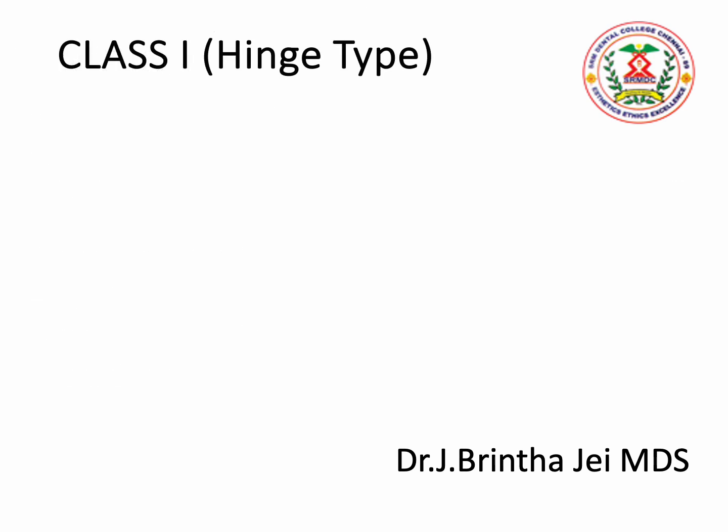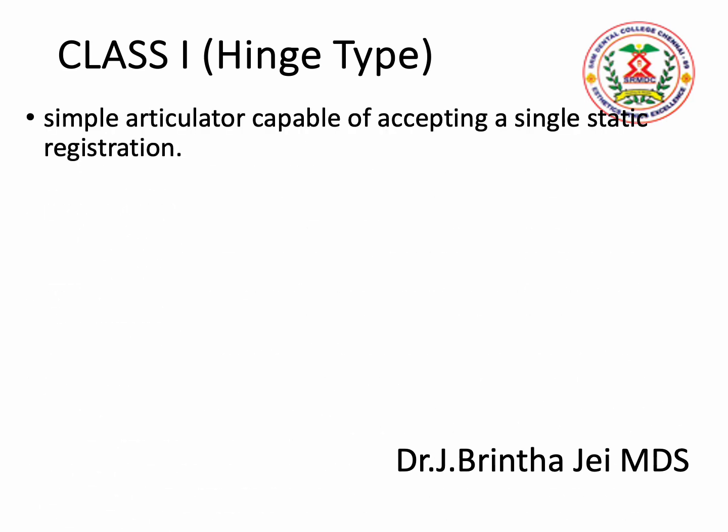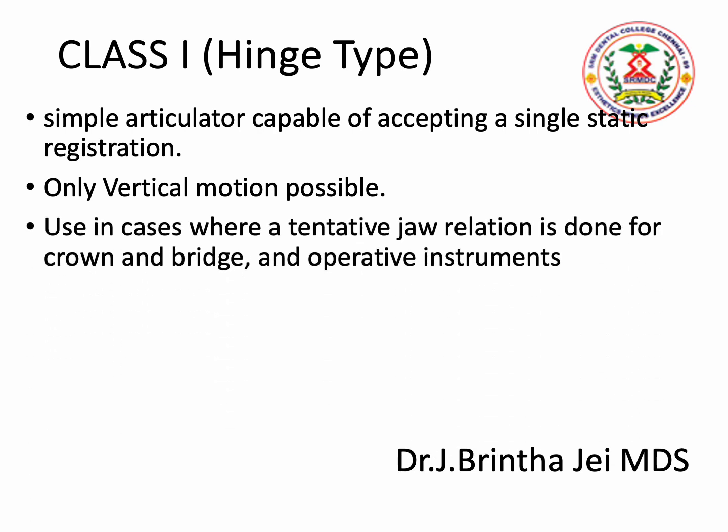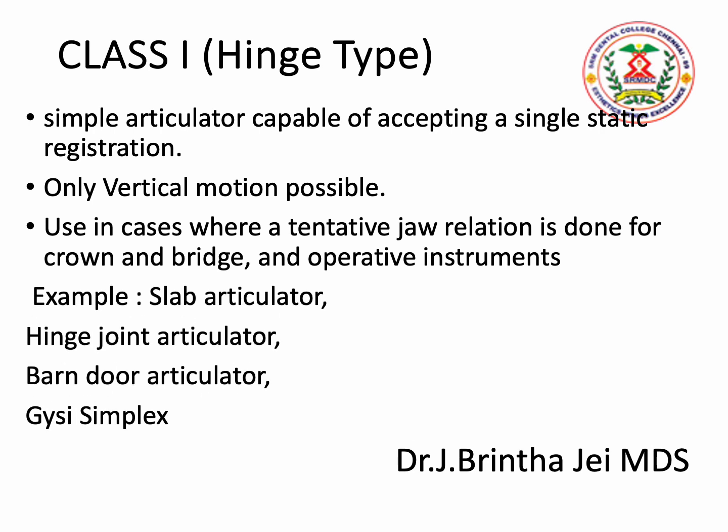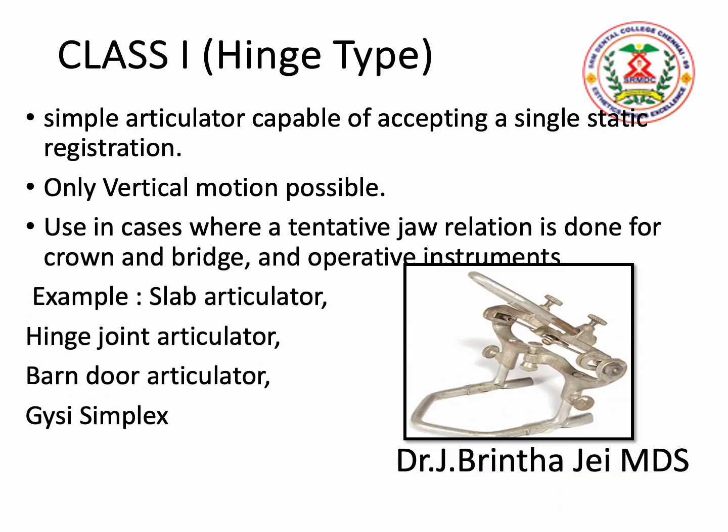So under this classification, the first is class 1, which is called hinge type. Here it is a simple articulator which is capable of accepting simple static registration. They will allow only vertical movements or vertical motion. And here it is used in cases when a tentative jaw relation is done for crown and bridge and operative instruments. The good examples are slab articulator, hinge joint articulator, Brandour and Geisy simplex articulator.